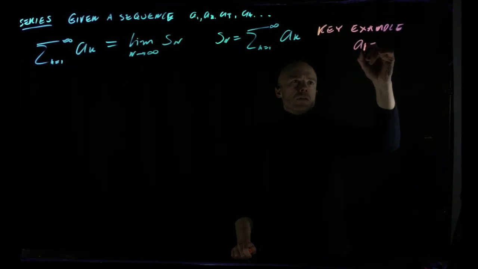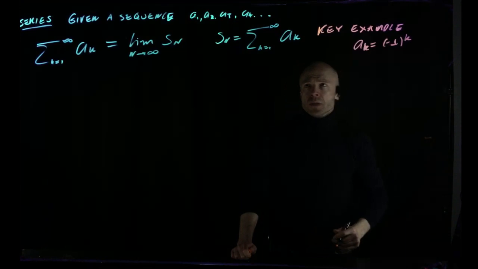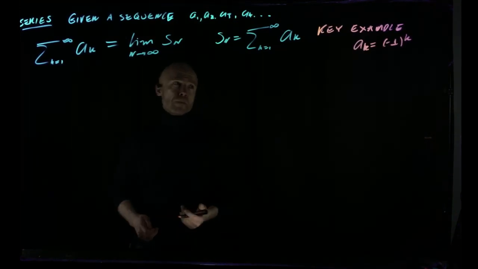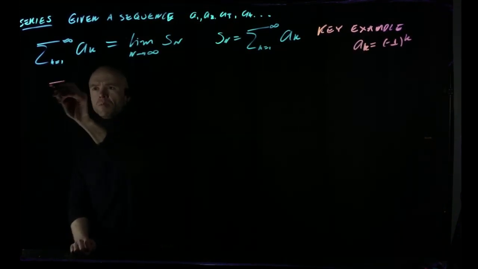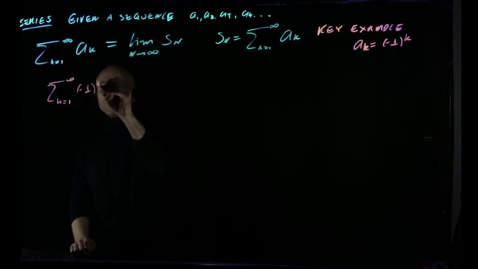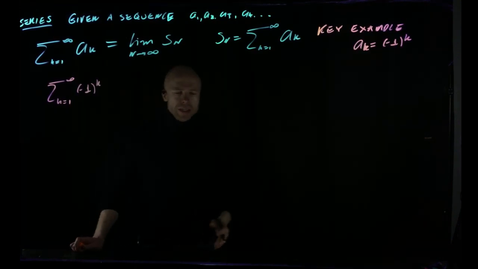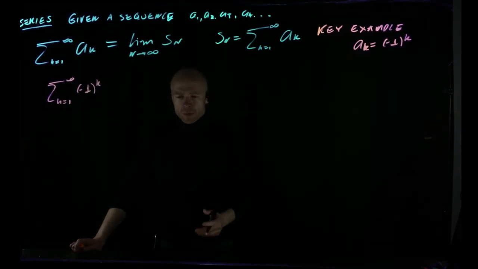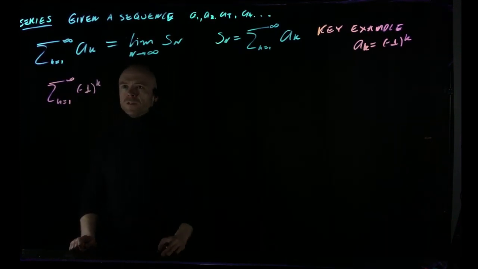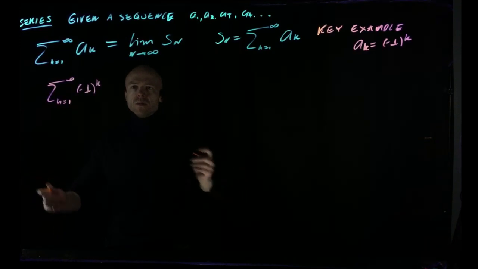AK is equal to minus 1 to the k. Then if we consider this thing, the sum from k equals 1 to infinity of minus 1 to the k literally means nothing. It has no meaning. It's not infinity, it's not negative infinity, it's not any number at all. It's a literally meaningless expression. You can't give any meaning to this. Okay? It has no meaning.